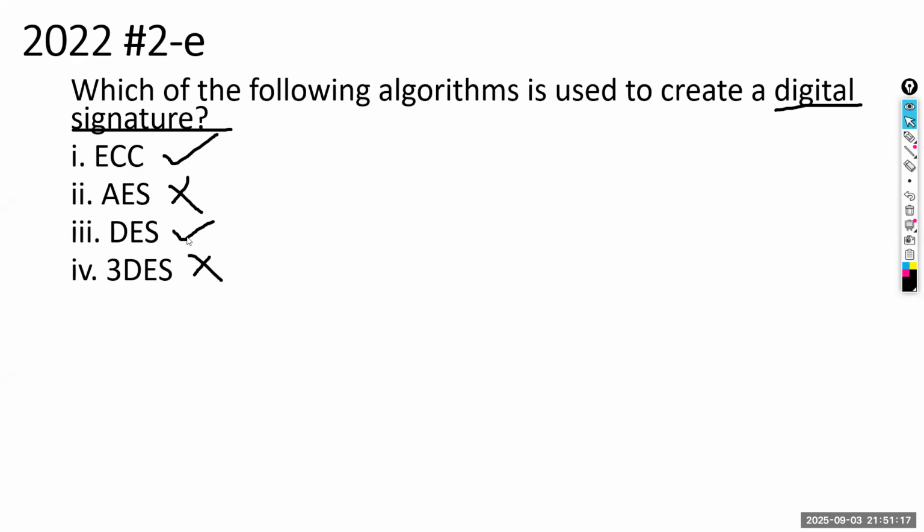So therefore, DES cannot be used. That is the symmetric key vulnerable one. So therefore, it's ECC. Right.